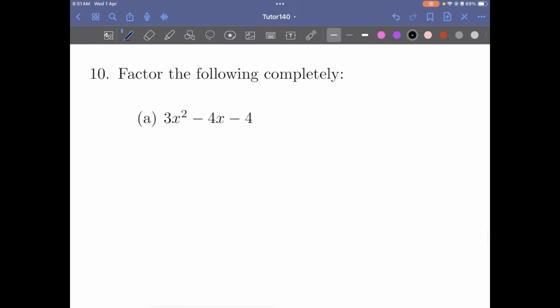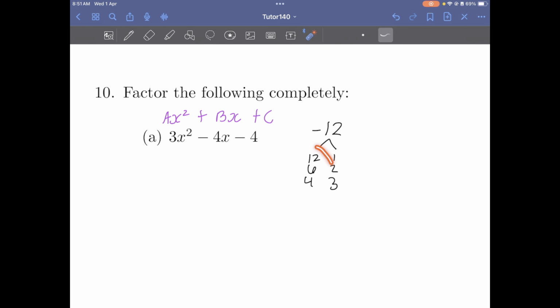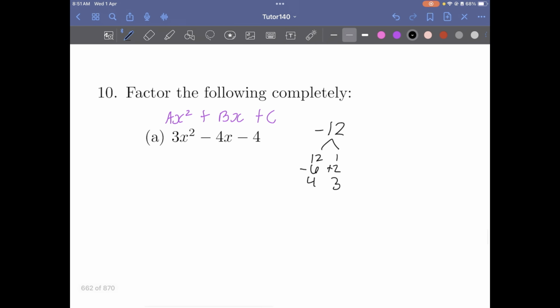Okay, factor the following completely. So this is a quadratic equation of the form ax squared plus bx plus c, right? So what we're going to do is multiply a times c. So 3 times negative 4 is negative 12. We're going to list off the factors of 12. So 12 and 1, 6 and 2, 4 and 3, right? Now we're going to see which of these factors would give us negative 4. We could take negative 6 and positive 2, because negative 6 plus 2 would give us negative 4, okay?